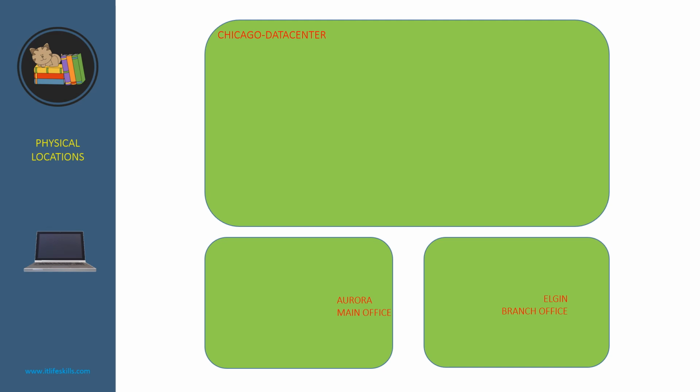ITLifeSkills has three locations. The first location is in Chicago, and it is the data center. The second location is Aurora. It is the main office. And it also has a branch office in Elgin.